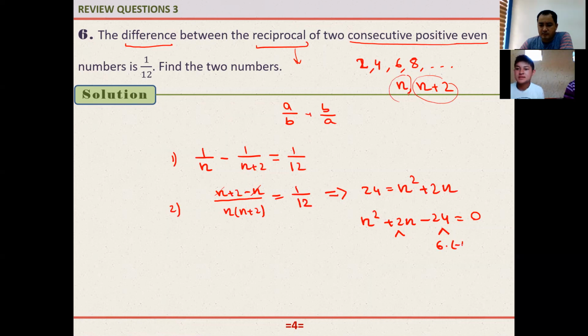6 times minus 4, right? Here's 6 plus minus 4. 6 plus minus 4, 2. 6 times minus 4, negative 24. So here we can write n plus 6, or doesn't matter, n minus 4 is equal to 0. So from here, n equals negative 6 or n equals 4.